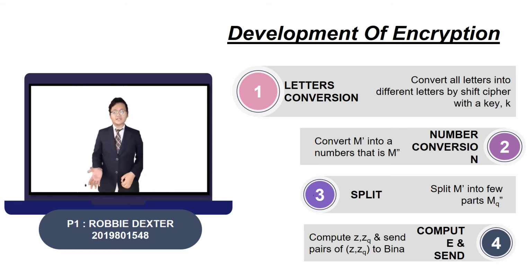Next, if the message is too long, Ali needs to split it into several parts, which is denoted by MQ, and Q equals 1, 2, 3, and so on. And finally, after he splits the message into several parts, he then computes Z and ZQ and sends the pair of Z and ZQ to Lina.